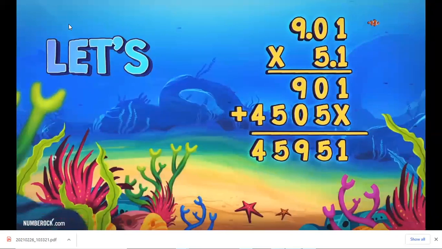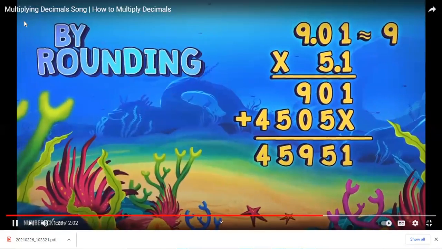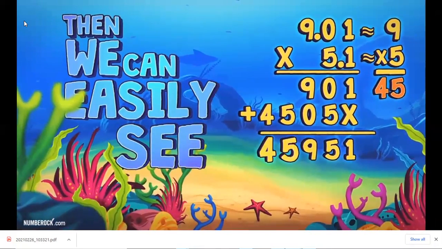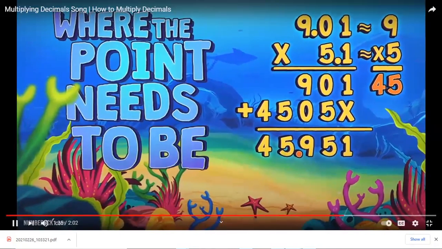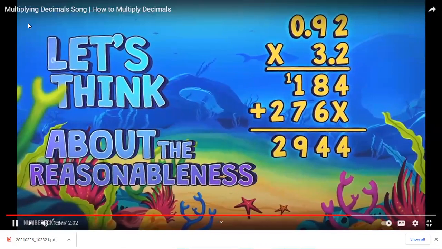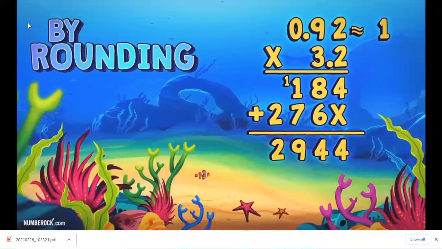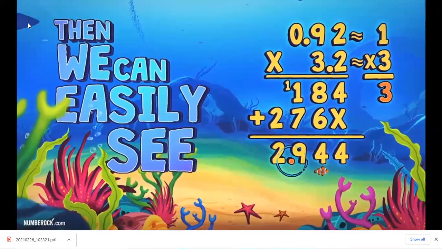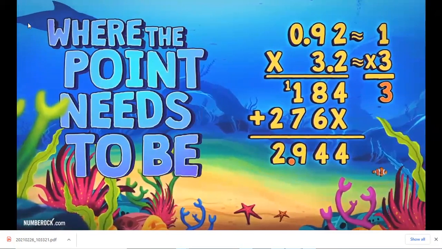Let's think about the reasonableness of our answer by rounding to a simpler number. Then we can easily see where the point needs to be. Let's think about the reasonableness of our answer by rounding to a simpler number. Then we can easily see where the point needs to be.